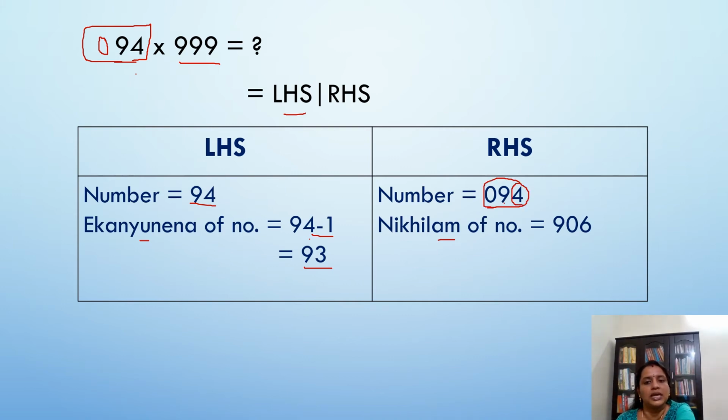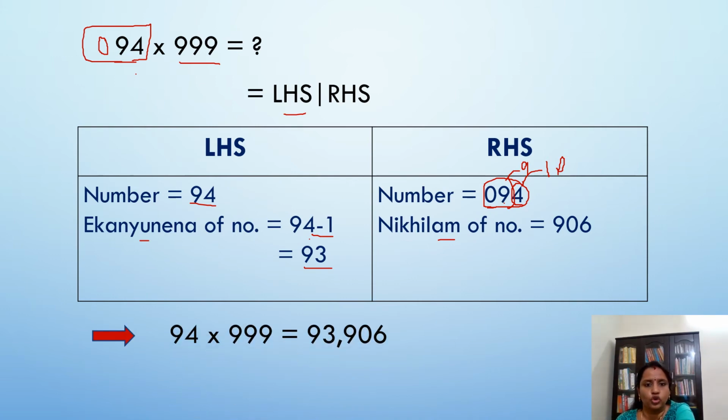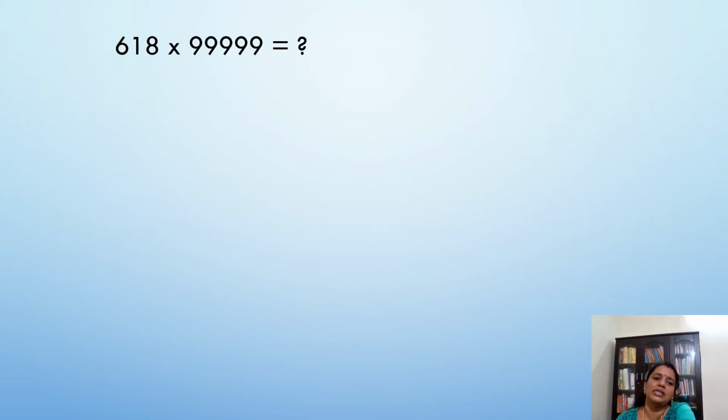This 4 is the last digit. So I am going to take the 10's complement for this 4 and all the other digits are from 9. So 9 minus 0 is 9, 9 minus 9 is 0 and 10 minus 4 is 6. So my answer is 93906. 94 into 999 is equal to 93,906.